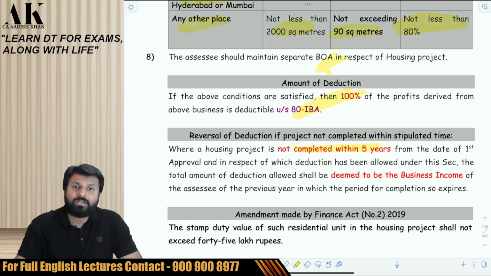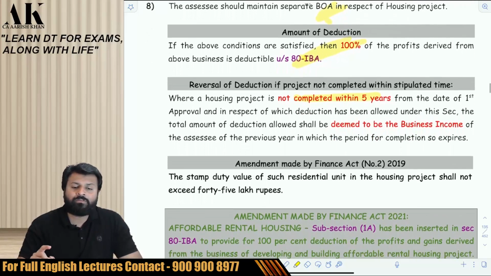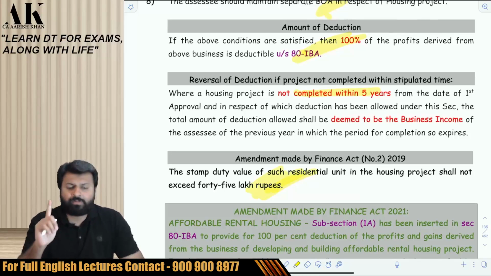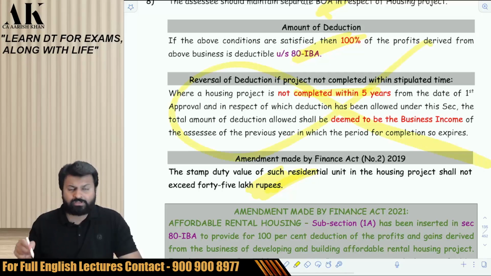Next, the stamp duty value of the property should not be more than 45 lakh rupees. This is an additional condition inserted by Finance Act 2019. The stamp duty value of the property should not exceed 45 lakh rupees. If the stamp duty value of the property exceeds 45 lakh rupees, then this deduction is not available to the assessee.